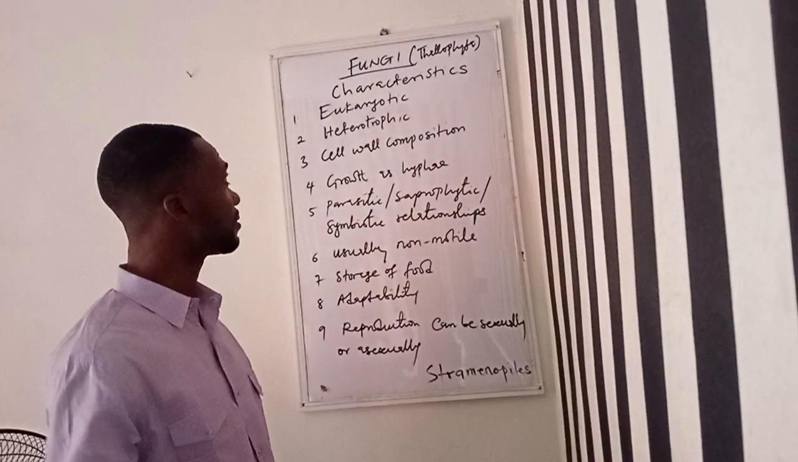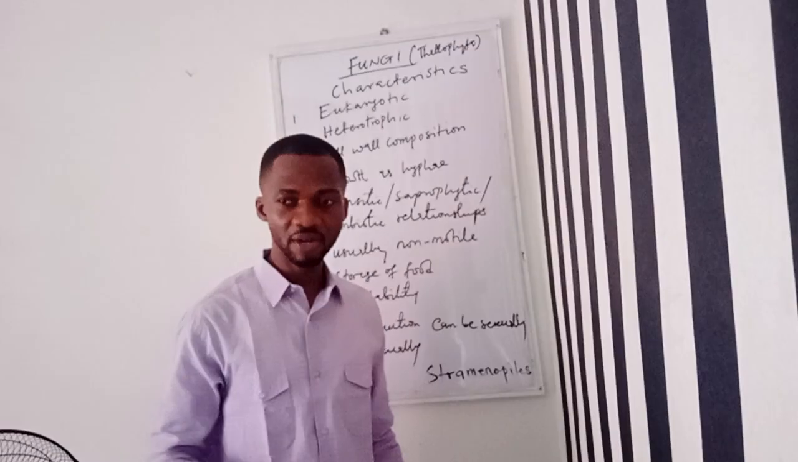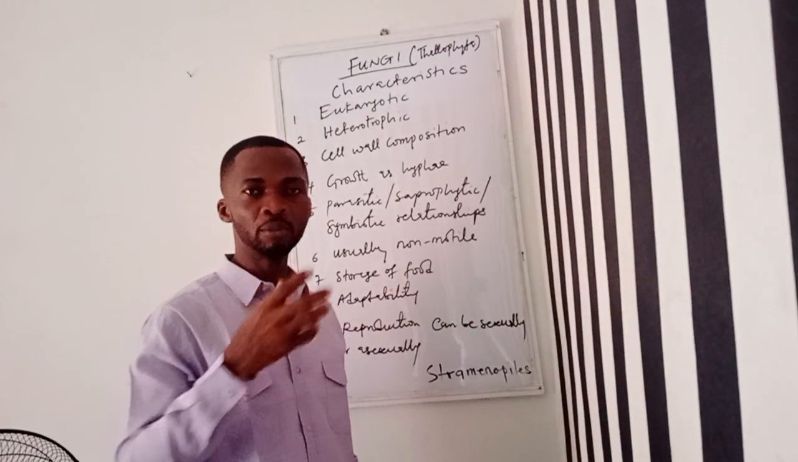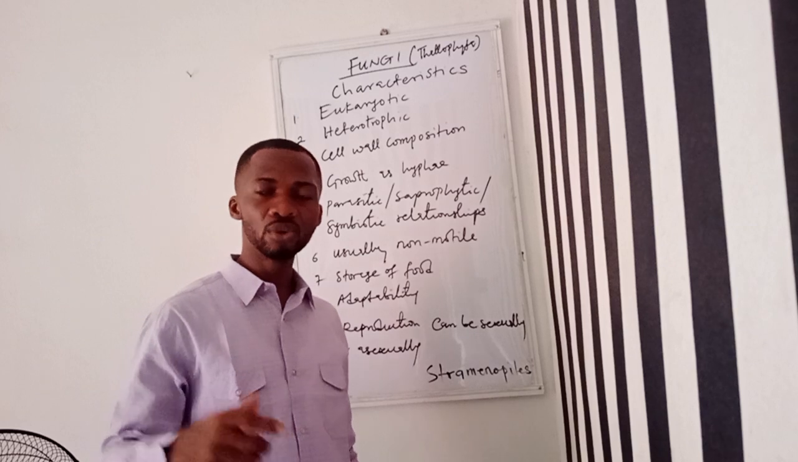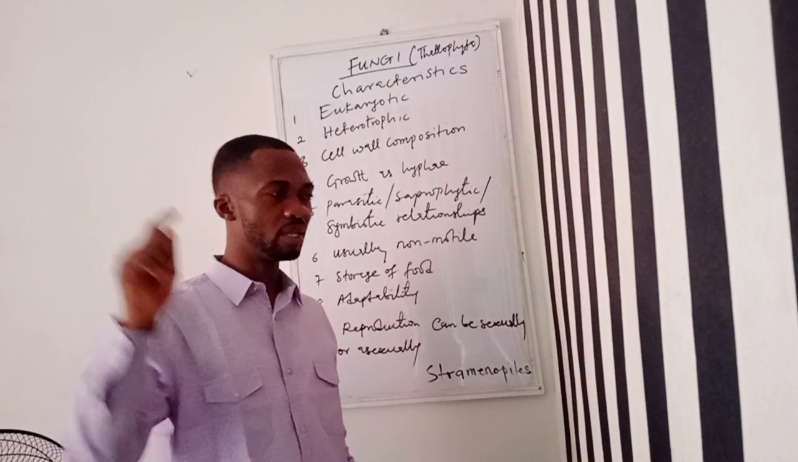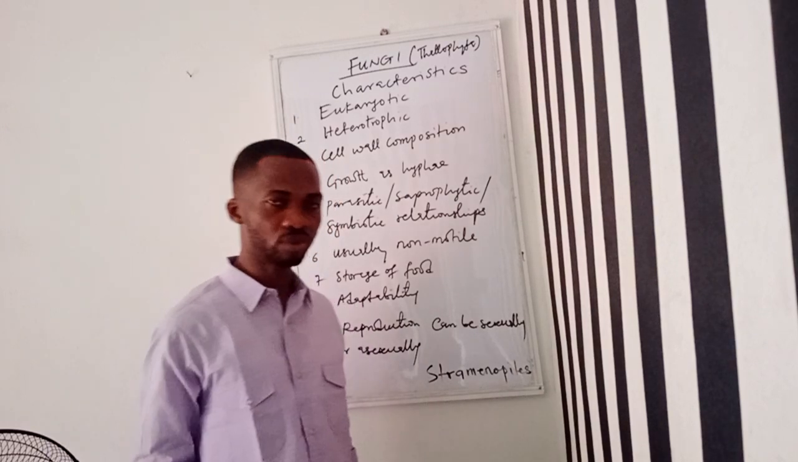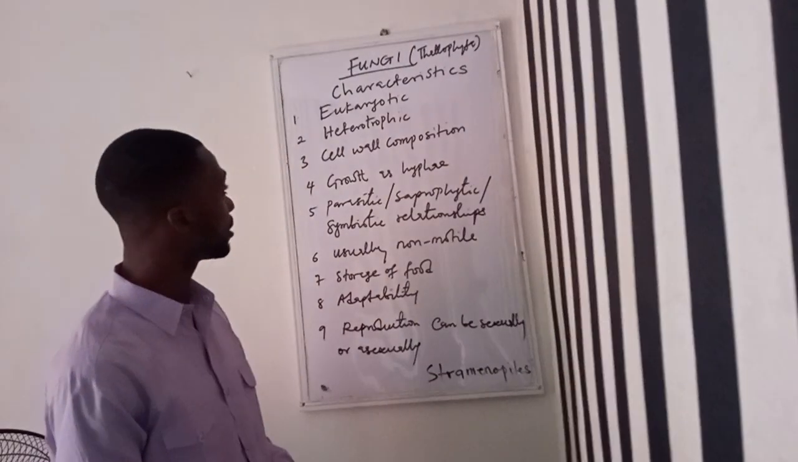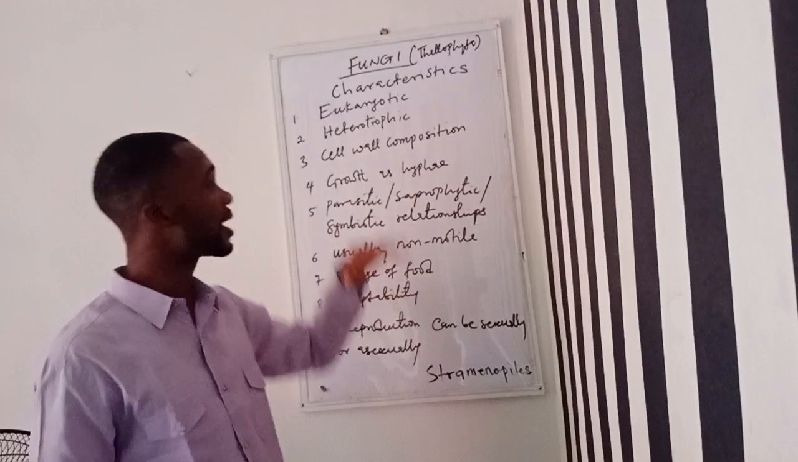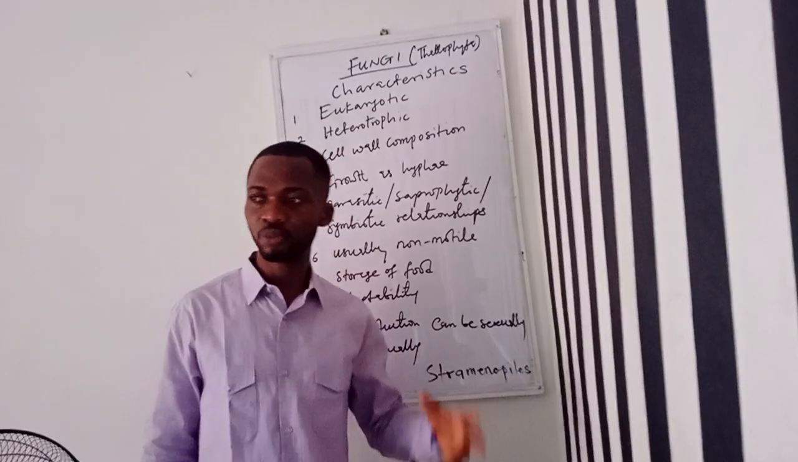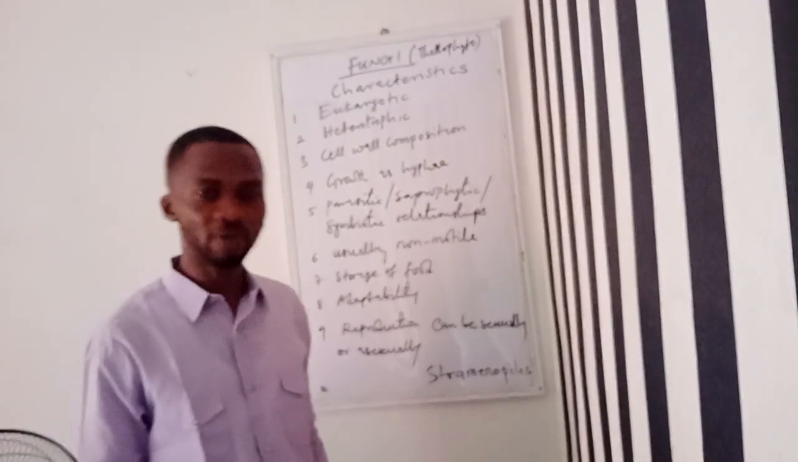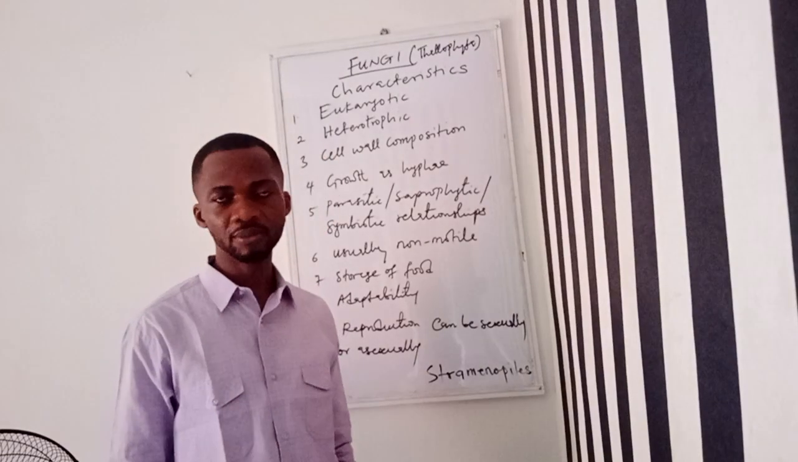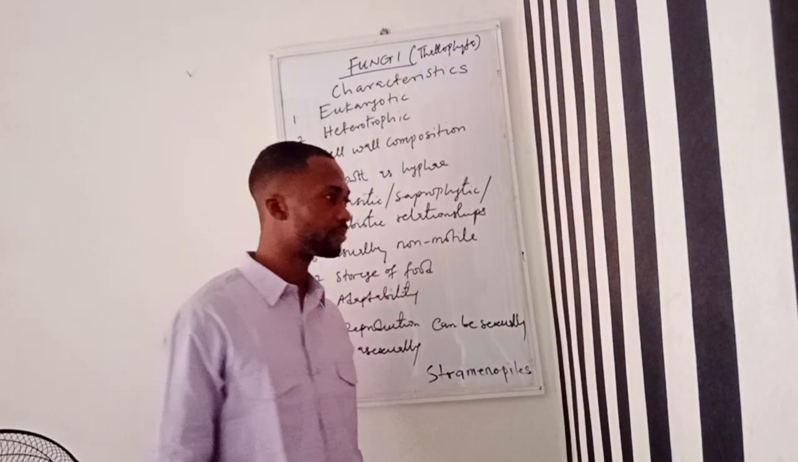So I've said that fungus have a talus-like body that cannot be differentiated into stem, leaf, and root. Please note that is very, very important. Then I want to begin to talk about the characteristics of this group of organisms that is called fungi.